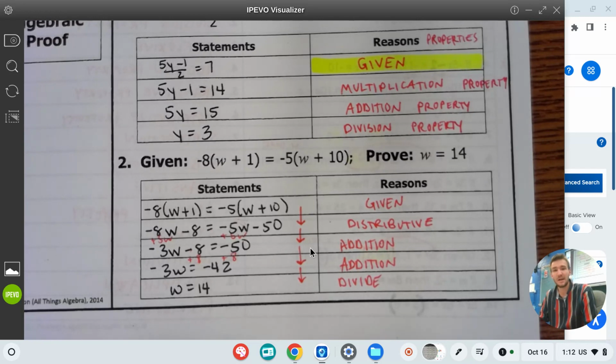All right, algebraic proofs. You're pretty much just trying to think, what the heck was that algebra student doing when they were solving it? Not all that bad.